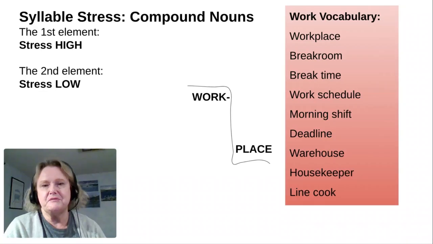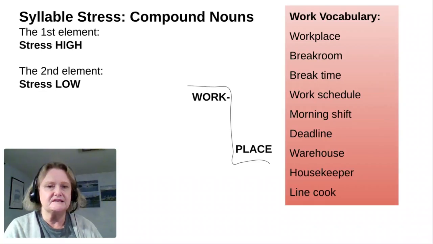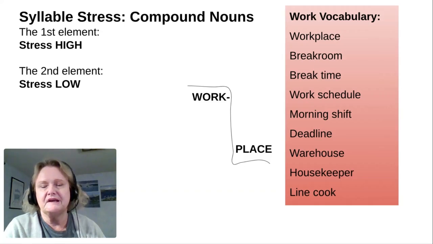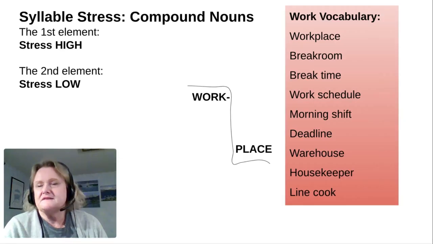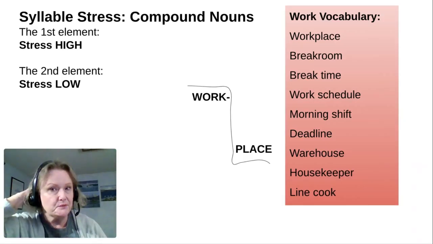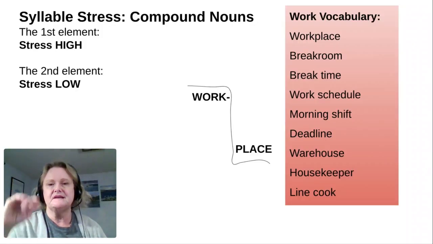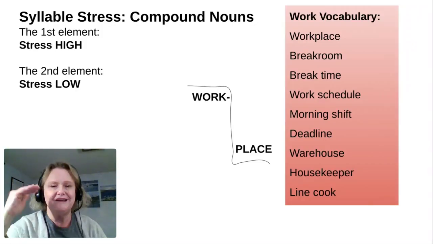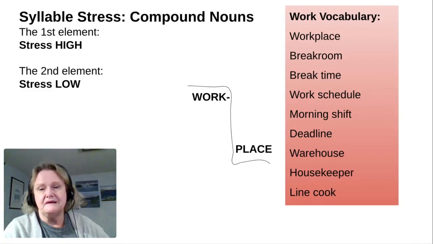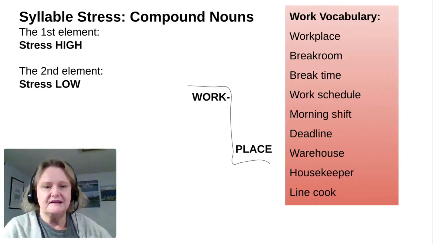Here's another example. Let's say that there is a text about work, and they have a list of work vocabulary. A lot of them, office assistant, can be many different words, and like workplace, break room, break time will help them to pronounce those correctly.